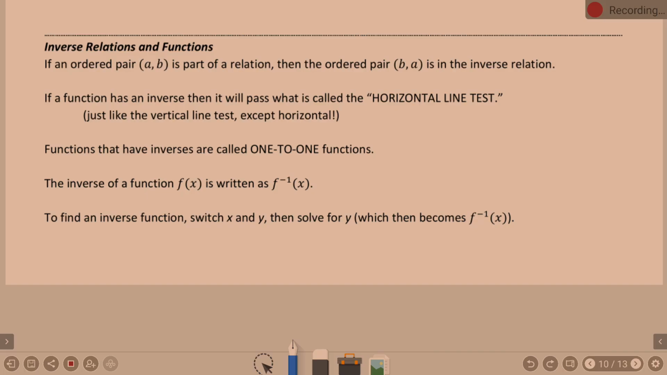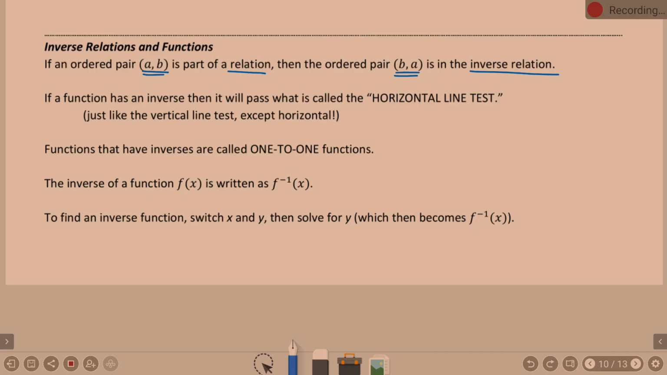Fair enough. If an ordered pair (a, b) is part of a relation, then the ordered pair (b, a) is in the inverse. One of the ways we talk about finding inverses is take an (x, y) ordered pair and flip it. If (x, y) is the regular function or equation, then (y, x) is part of the inverse. So basically, for an inverse, your input and your output will switch. If (a, b) is part of a relation, then (b, a) is in the inverse relation.